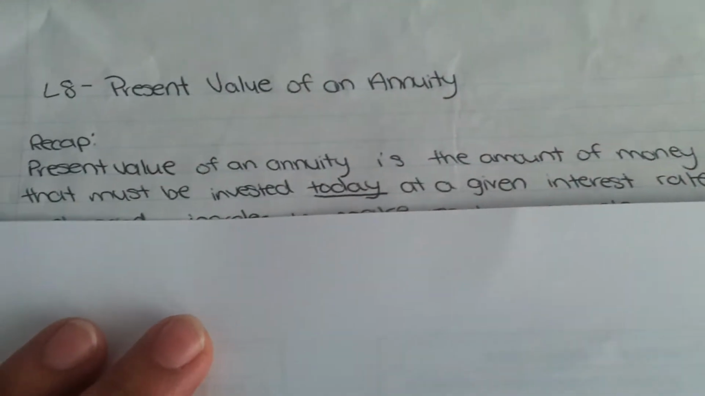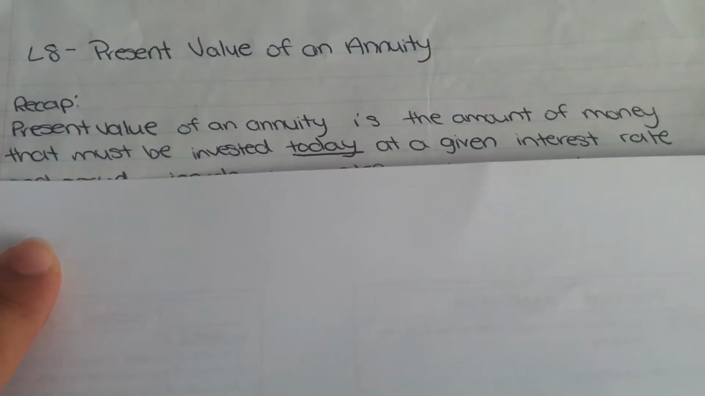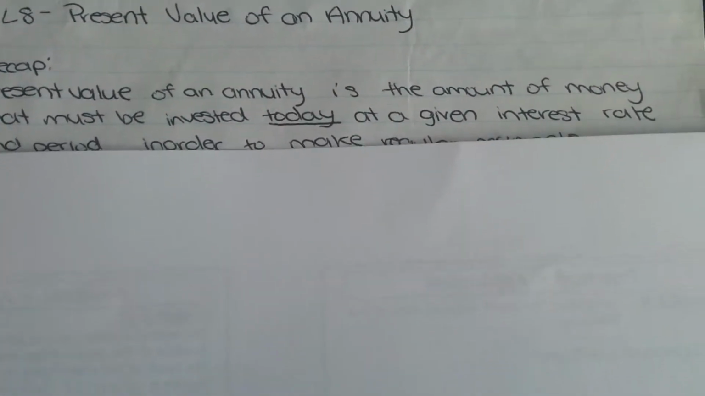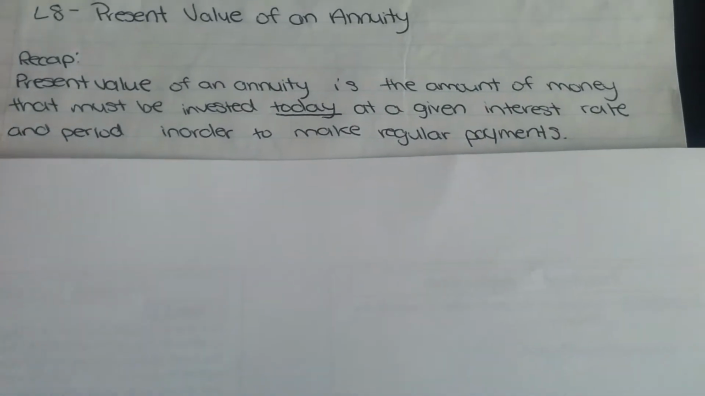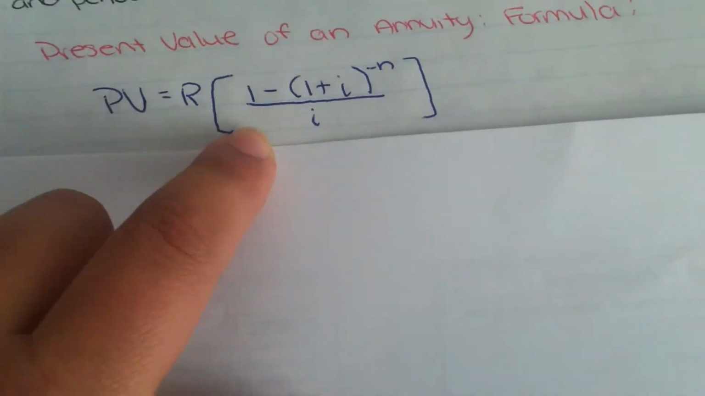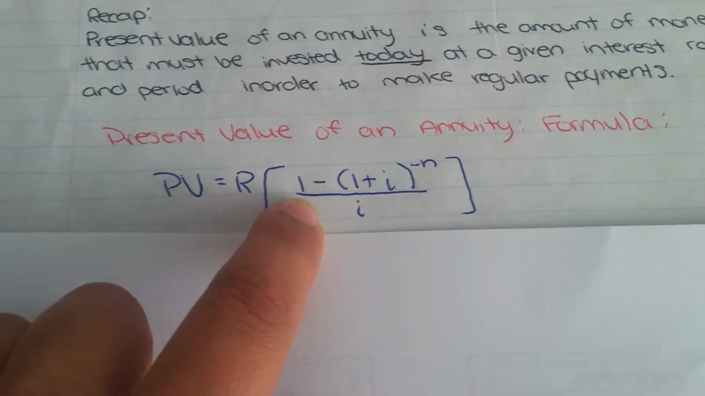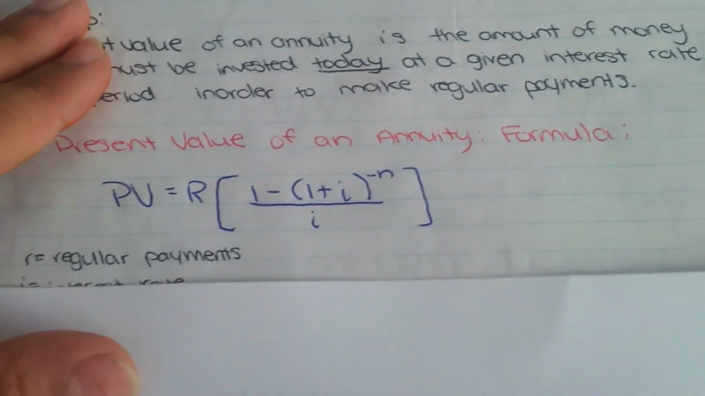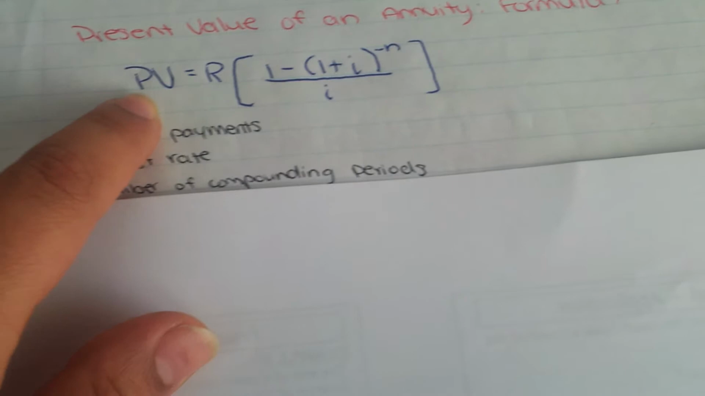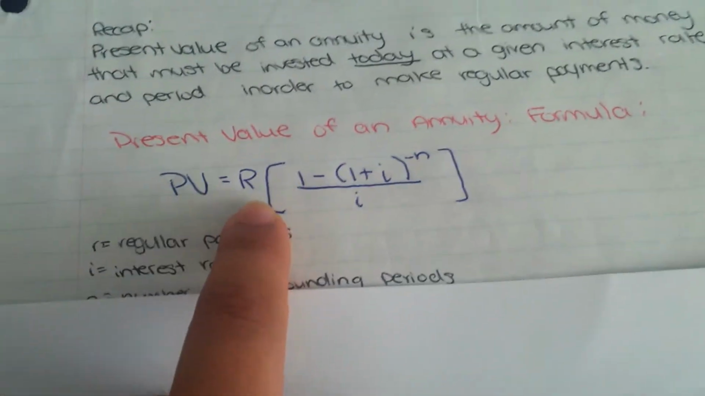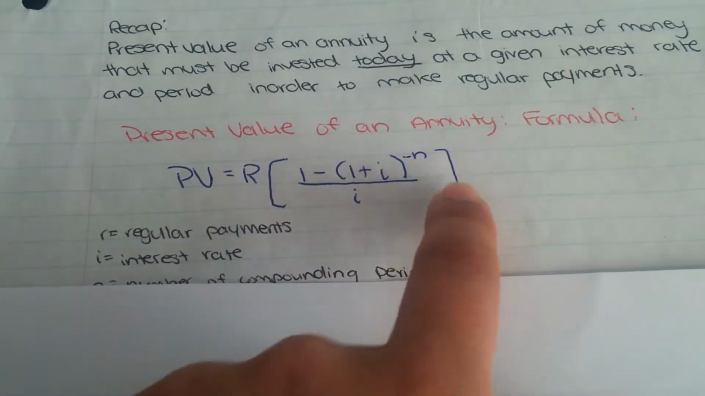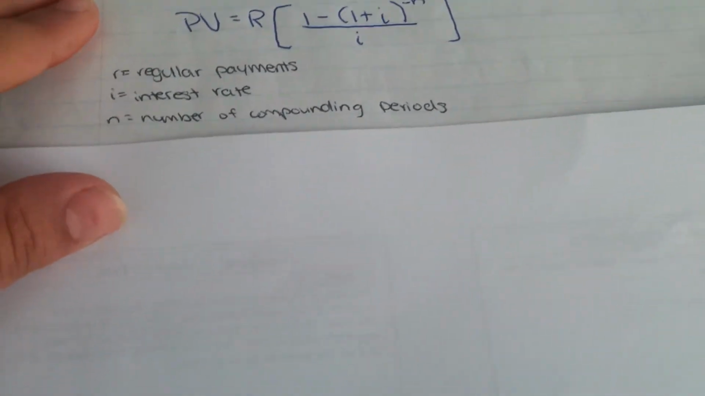So that was future value. Now we're going to do present value of an annuity, and a recap. The present value of an annuity is the amount of money that must be invested today at a given rate and period in order to make regular payments. The formula for present value is a bit different, since there's a negative exponent this time, and the minus 1 is at the front. Everything else is the same, except PV stands for present value, R is still regular payments, I is interest rate, and N is still number of corresponding periods.